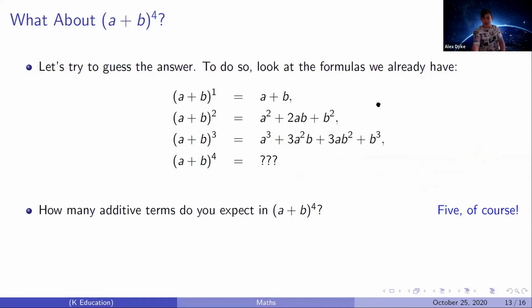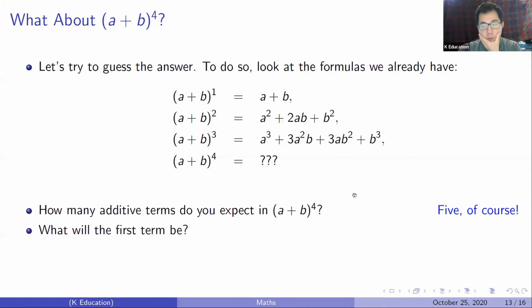Yep, that's absolutely correct. Okay, so if we have 5 terms, we have 5 minus 1 plus signs. Yeah, that's right. Okay, and the first term will of course be a cubed, right?